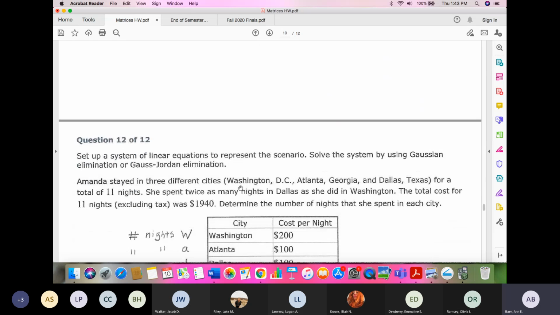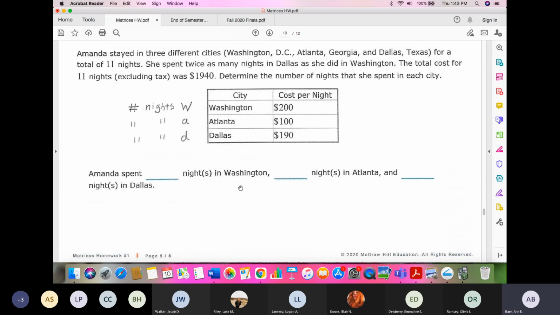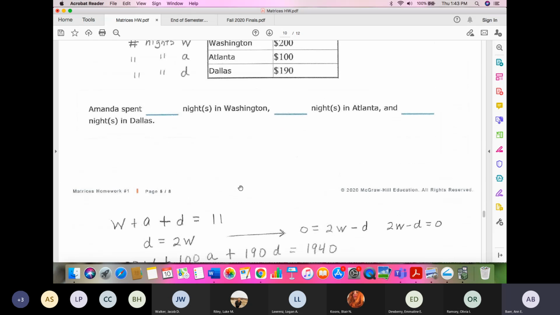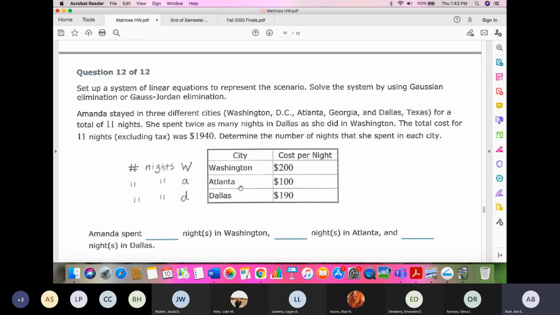I do have a few minutes left, and I think it would be wise if we talked about how we set up this problem. We don't have time to do it, but how do we set it up?